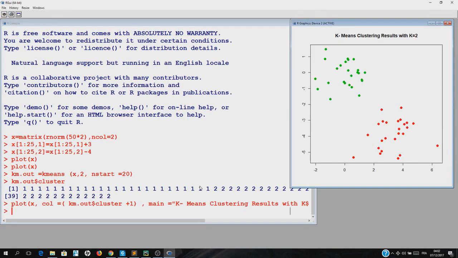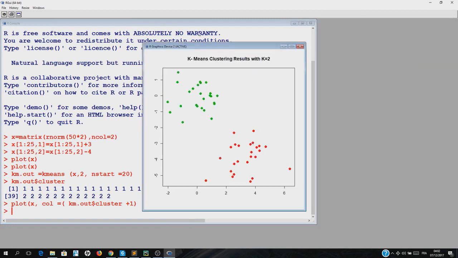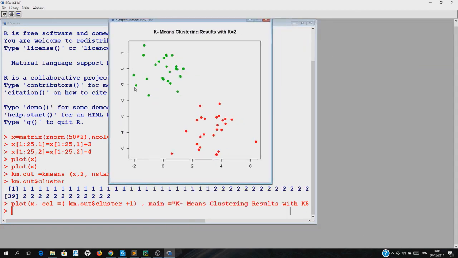As I told you, you can see here the algorithm predicted, with our k equals 2, the green cluster and the red cluster, and it looks pretty fine. It looks great actually.